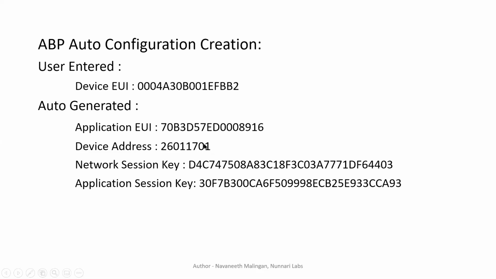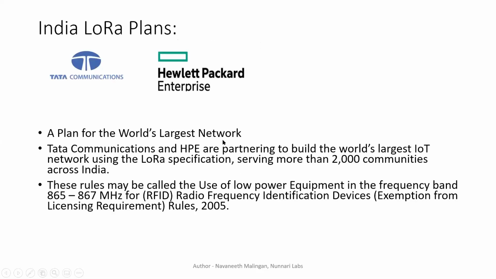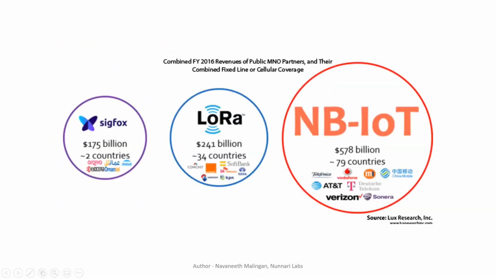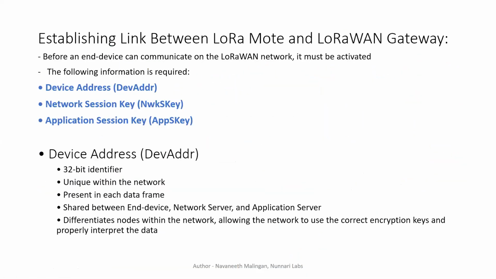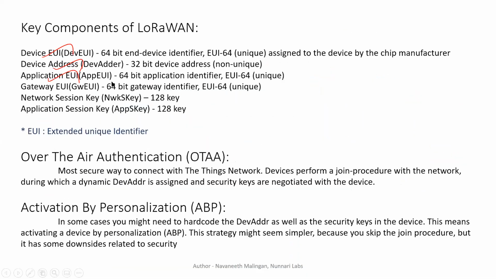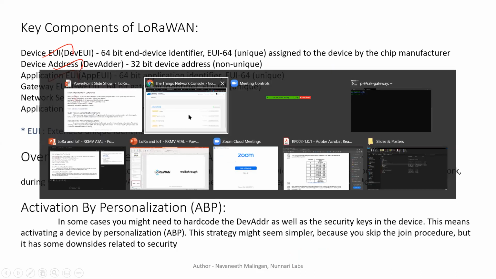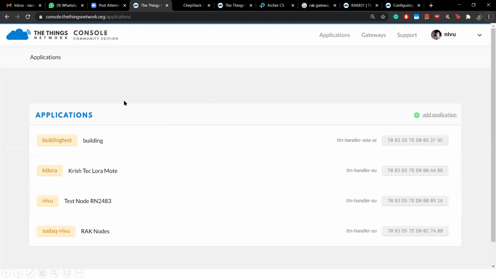Okay, fine. So now let's create all these keys. All you need is a device UI. As I said, the device UI is factory default. The only thing you need is the device UI. So now what you do, you go to the console. Okay, I'll go to the console.